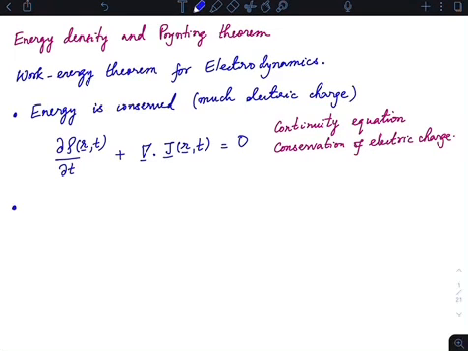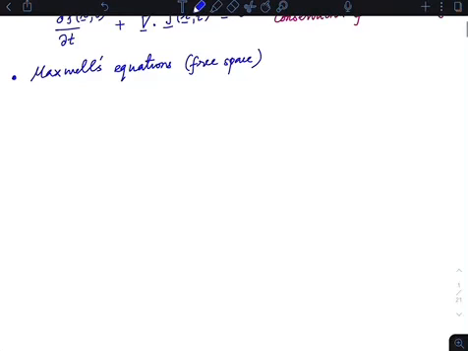Next, we of course know Maxwell's 4 equations. For the case of free space, let's recall them. First, the Gauss Law for the electric fields, div E is rho divided by epsilon naught. The corresponding equation for magnetic fields, the divergence of B, which is always 0.